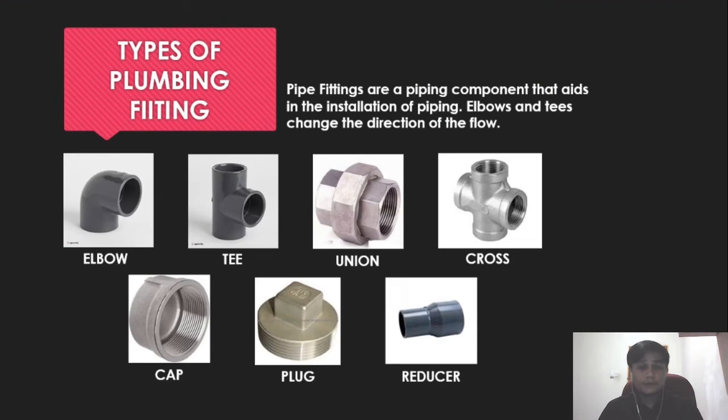Next, for the plumbing fittings. Pipe fittings are a piping component that aids in the installation of piping. Elbows and tees change the direction of the flow. Reducers and reducing tees change the size of the pipe. Different components like couplings are used to connect pipes, whereas caps are used to stop the flow. Pipe fittings come in a variety of shapes and sizes. The figure provided shows some examples of fittings that are used nowadays.